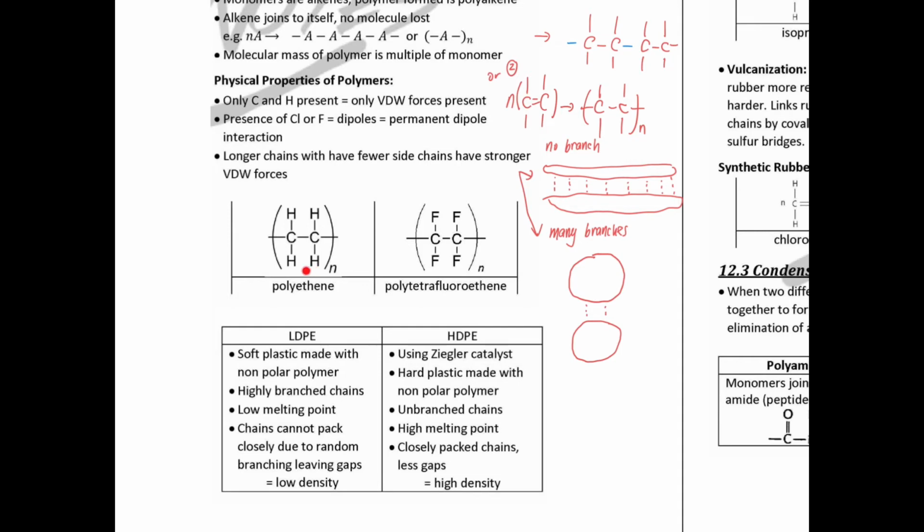Now let's see the next part. So this one, ethene, you join up, they form polyethylene. So polyethylene is plastic. So this is plastic.